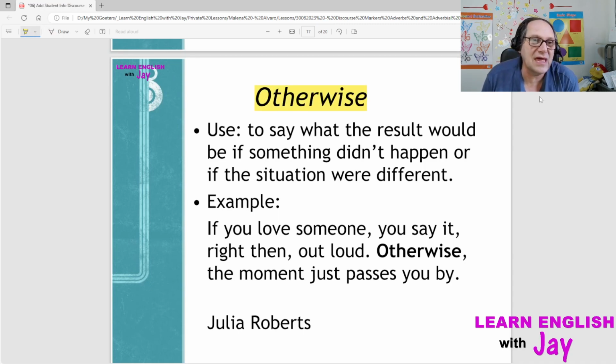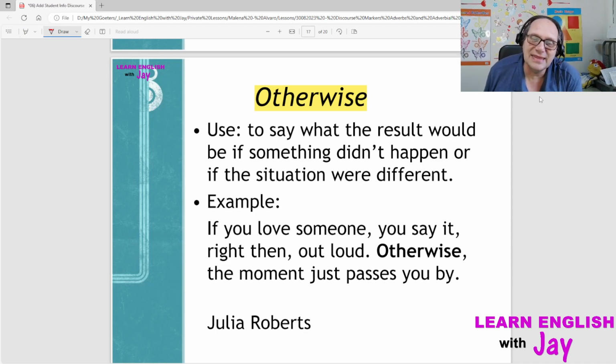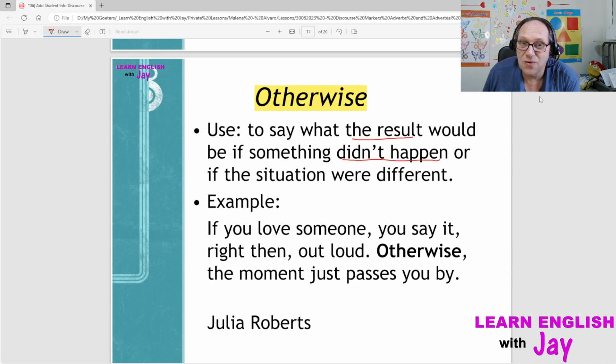Next one we've got there is otherwise. Otherwise, that's to say what the result would be if something didn't happen or if the situation were different.